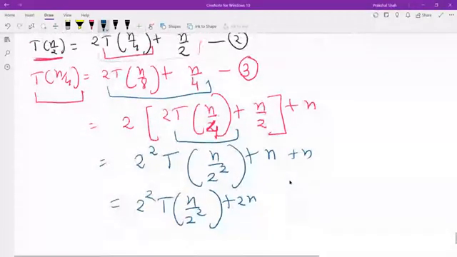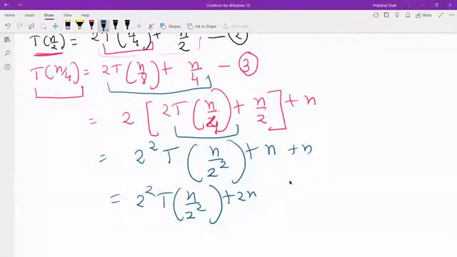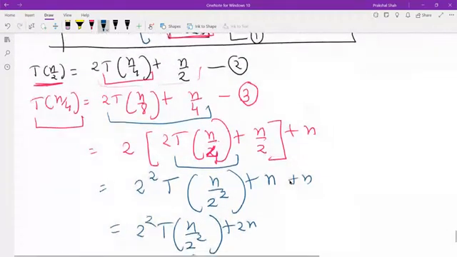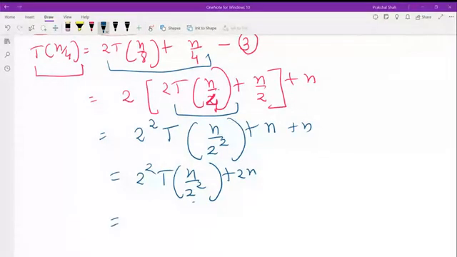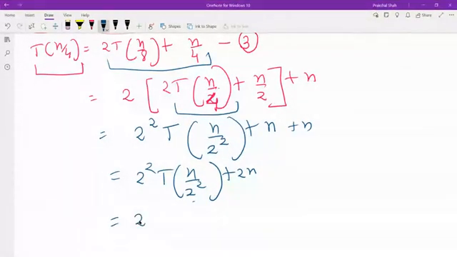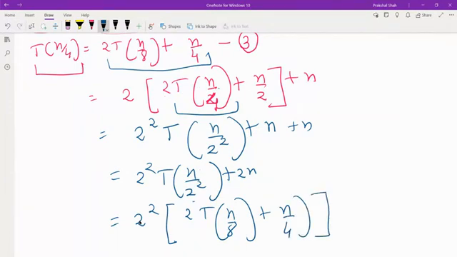Now let me put this T of n by 4 here. If I put this thing here, what I'll get? I'll get 2 square, and inside this I'll put this particular thing, 2T(n/8) + n/4, plus 2n. Yes or no?